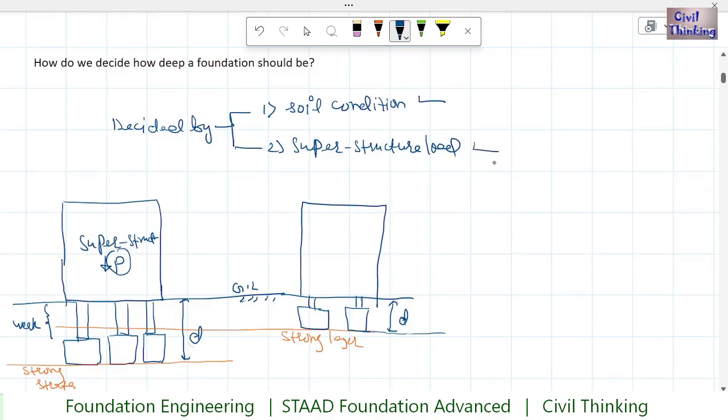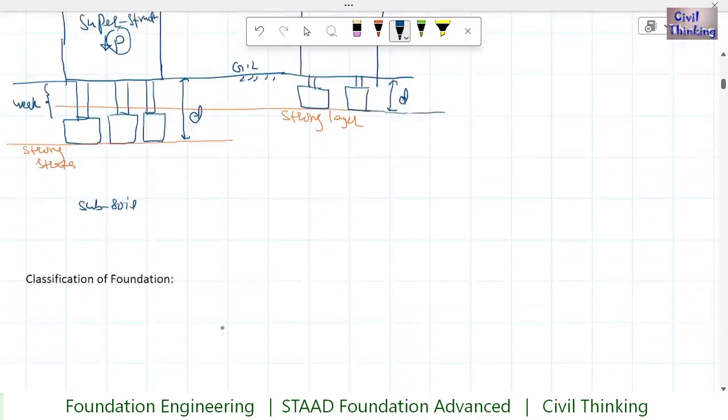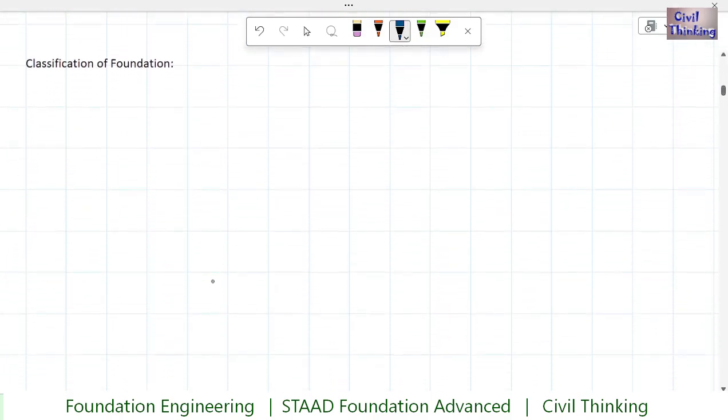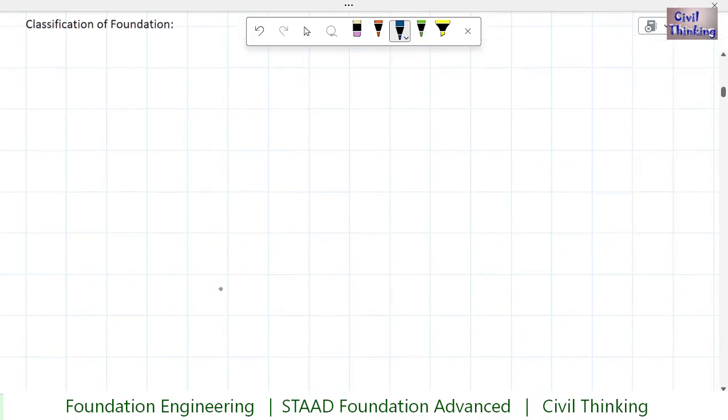Okay, so let's move on. Now we have classification of foundation. Foundations are generally classified into two types. First is shallow foundation.